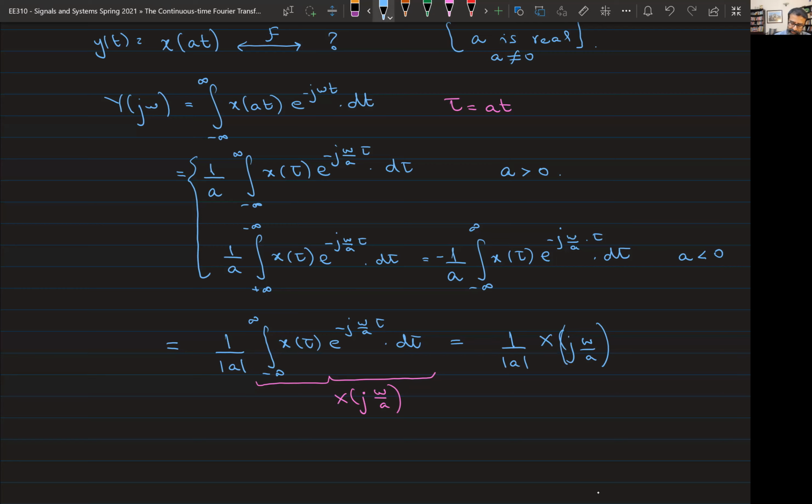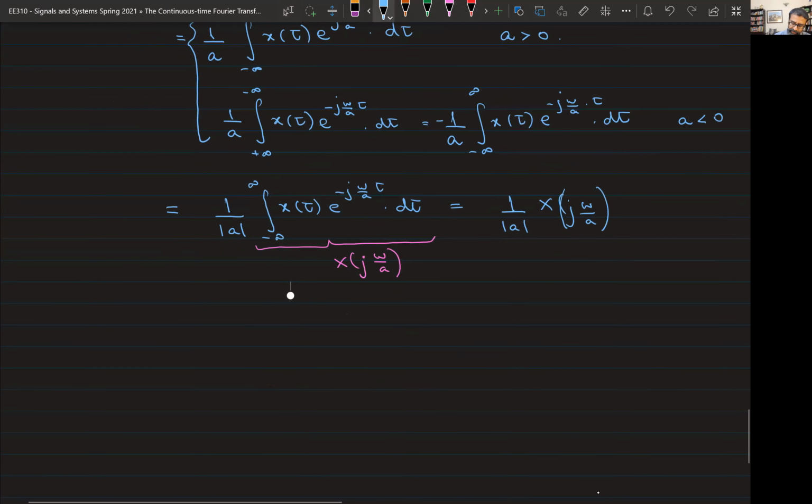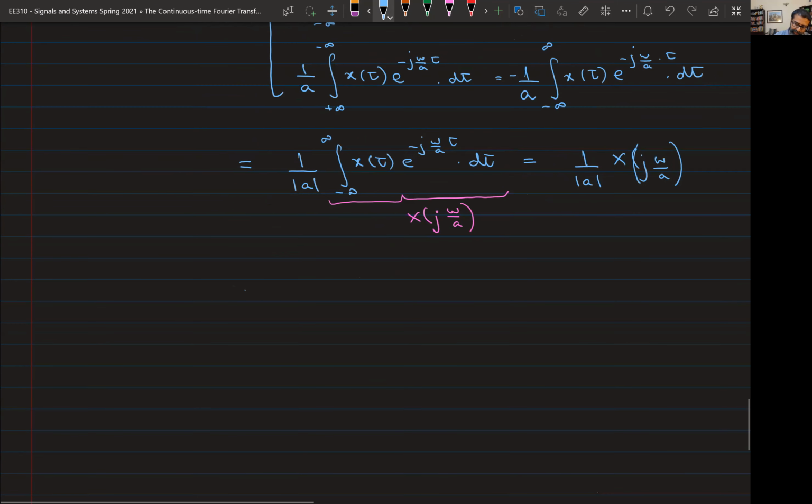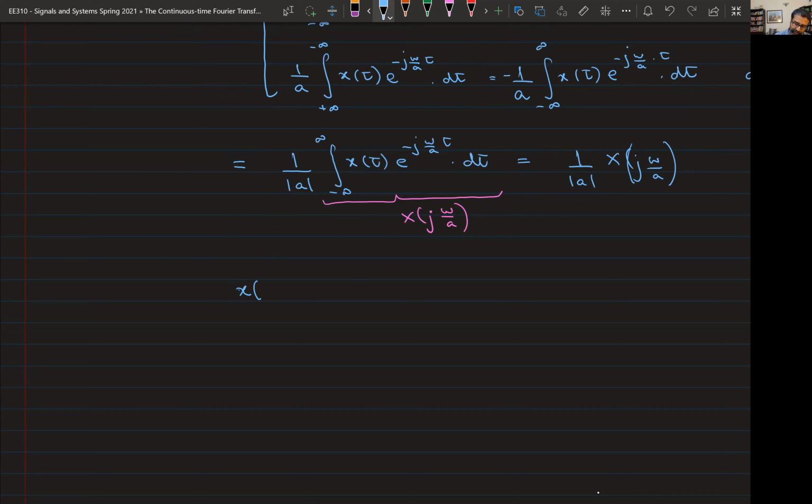Right, so let me write down what the conclusion is. And I'm going to talk about the intuitive sense of what we just did. What we're saying now is that there's a signal, and if you scale in time with a, the Fourier transform that you get is 1 upon absolute of a, x of j omega by a. This is what we obtained by some mathematical manipulation. Now, can somebody try to make sense of what this represents?